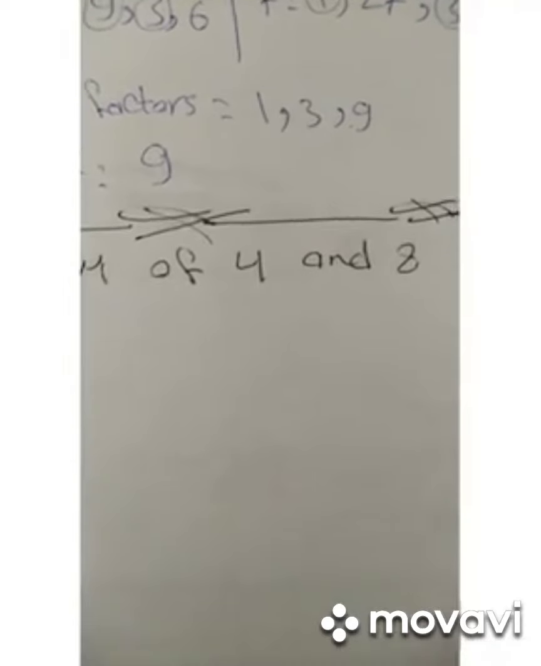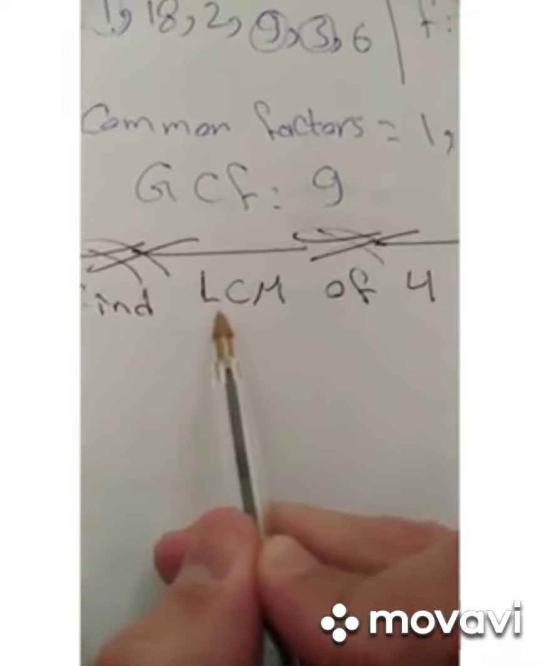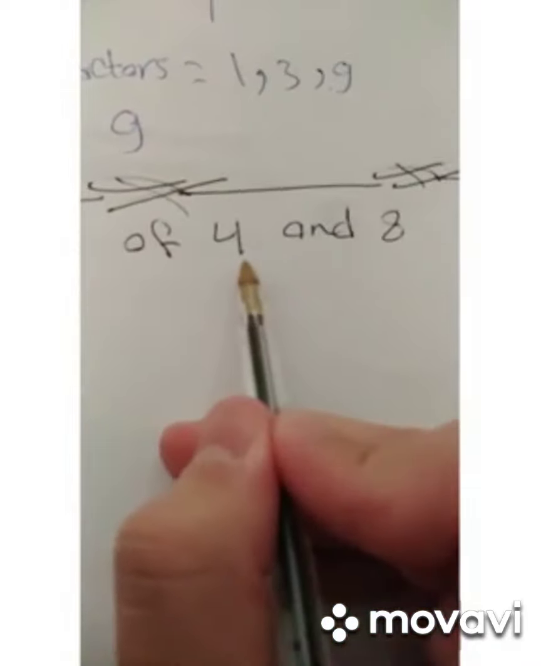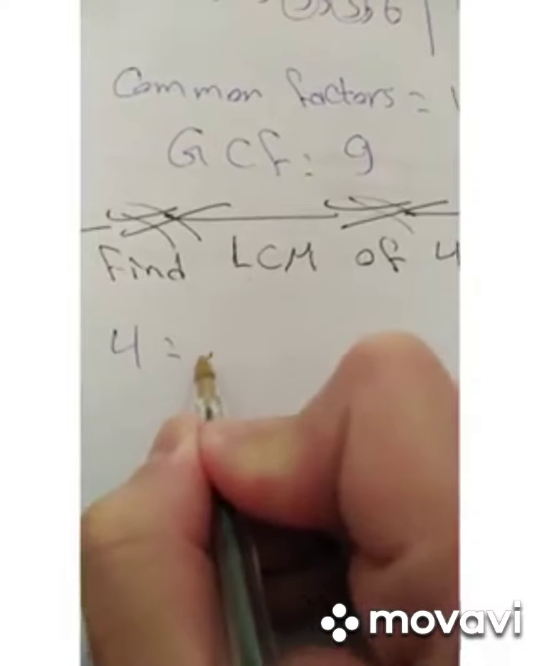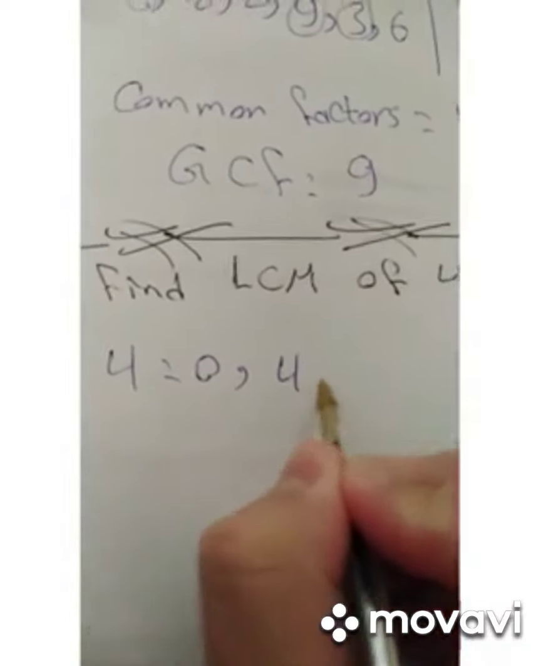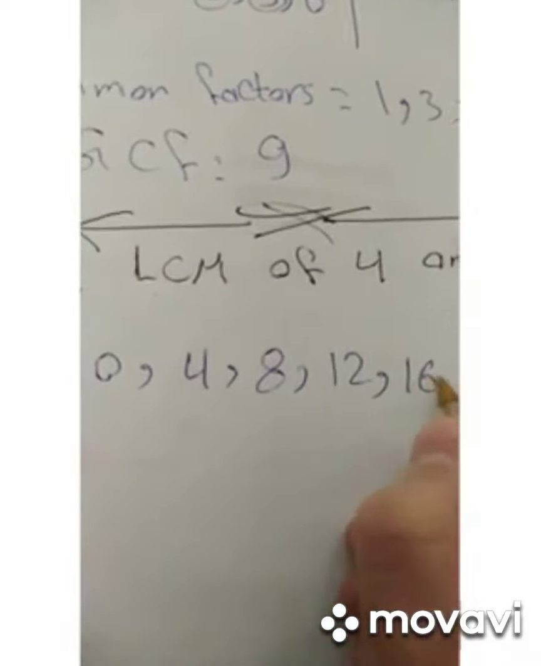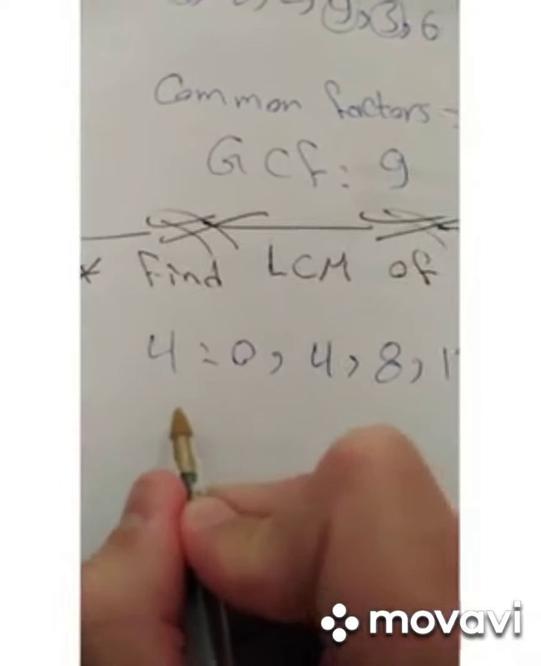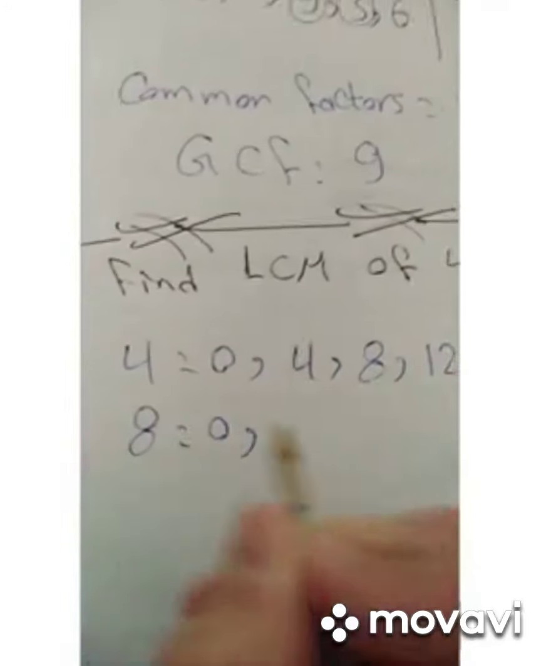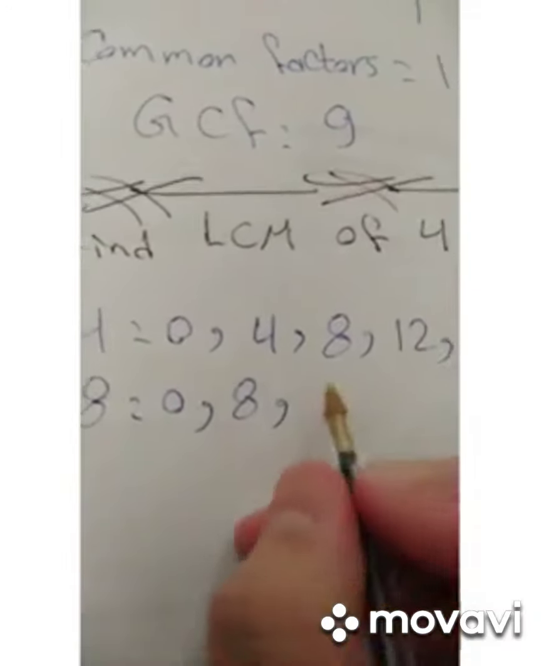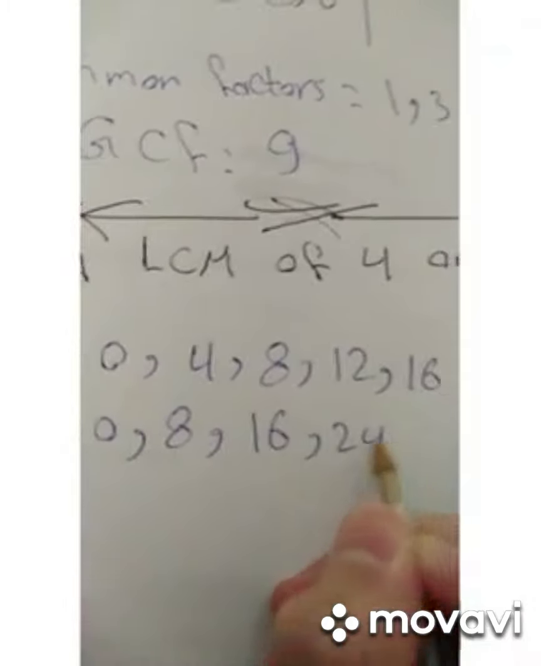Find LCM of 4 and 8. Okay? We know that LCM means what? Least common multiple. So we have to get multiples of 4 and multiples of 8. Multiples of 4 start with 0. 0 add 4, it will be 4. Add 4, it will be 8, then 12, then 16, and so on. Multiples of 8. Yes, 0, add 8, it will be 8. Add 8 each time, it will be 8 plus 8 equals 16. Then, yes, 24, and so on.